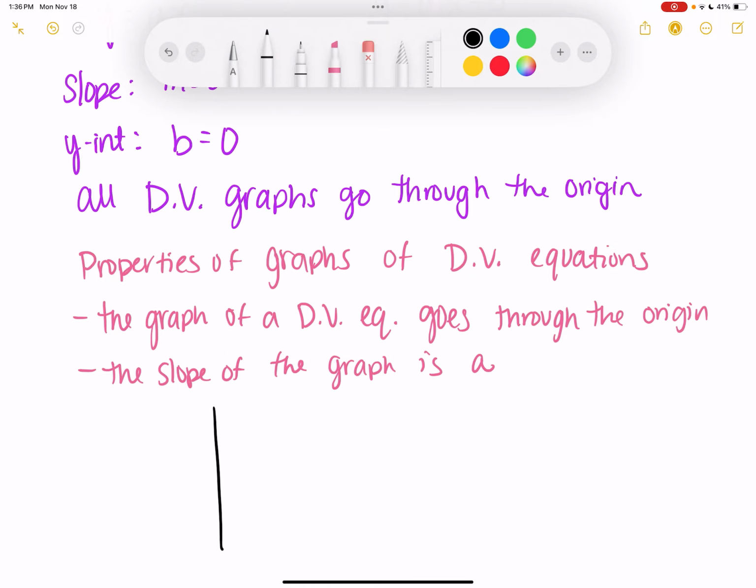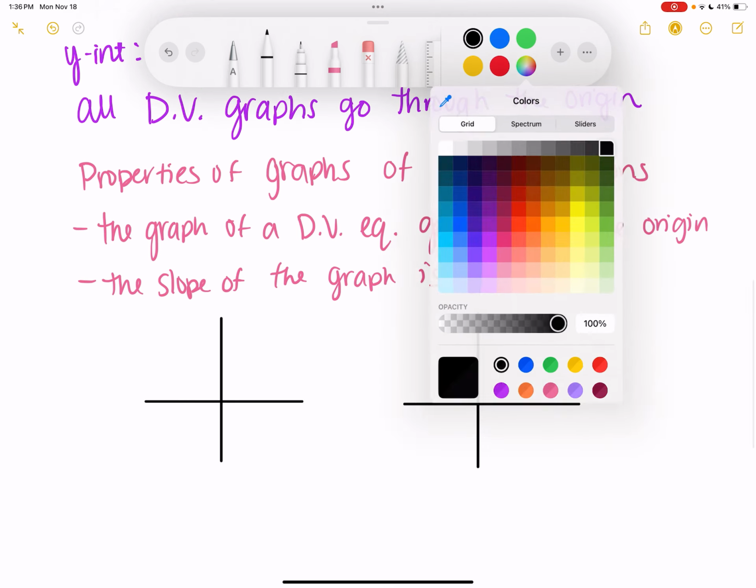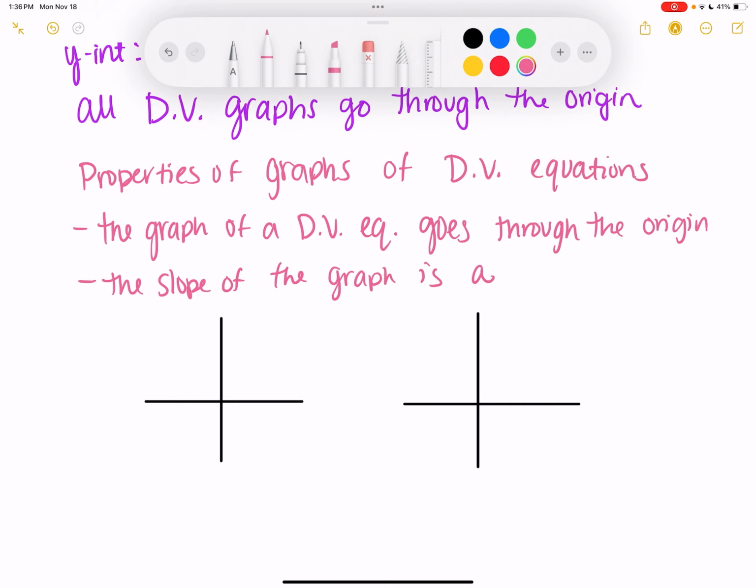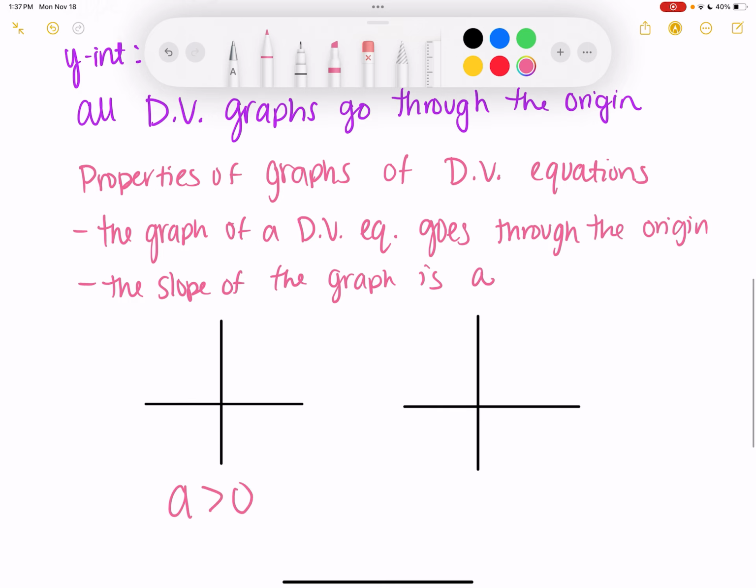I'm going to draw two little graphs that go with this. If a is greater than 0, meaning it is positive, it has a positive slope and goes through the origin, something like that. If a is less than 0, meaning it is negative, it goes through the origin going down like that. So negative slope for this one, positive slope for this one.